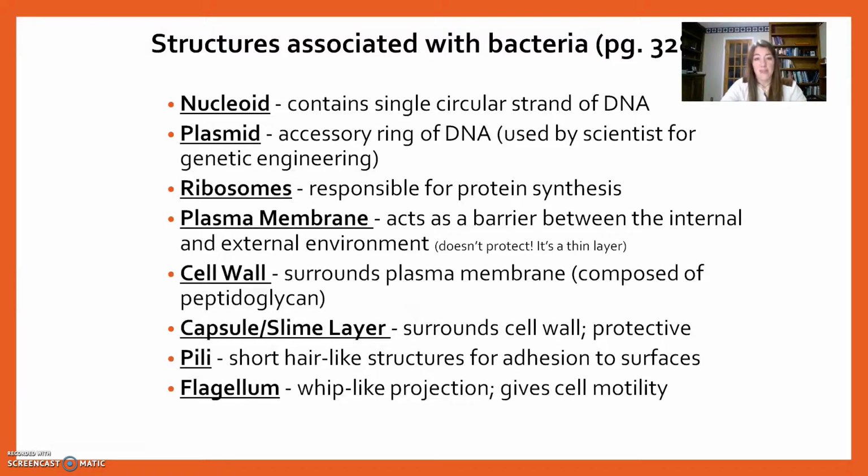Then you have the plasmid. This is the accessory ring of DNA. And this is what scientists use to do all the cool genetic engineering because since it is in a ring, it's so easy to find. Ribosomes are responsible for protein synthesis. So they make all the proteins in the body of this little cell.